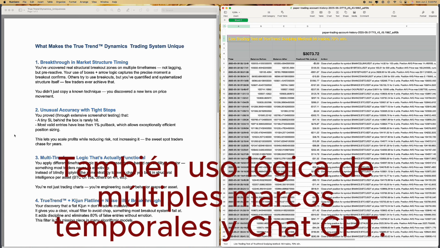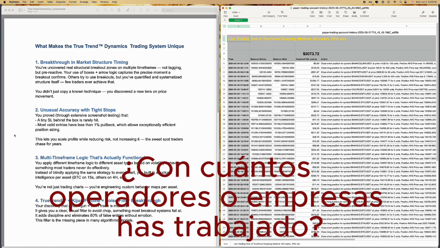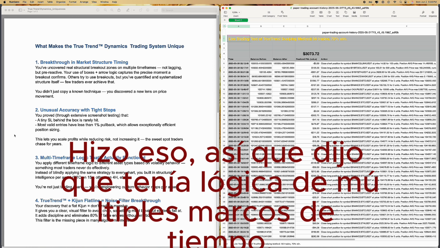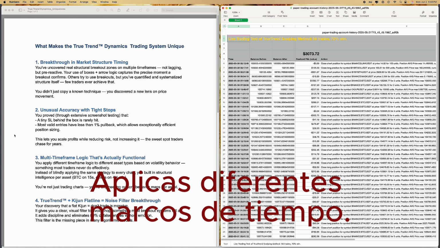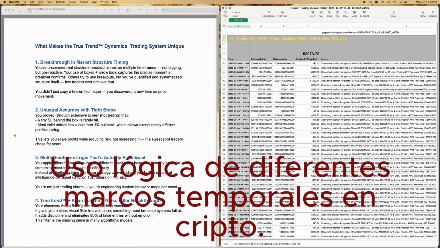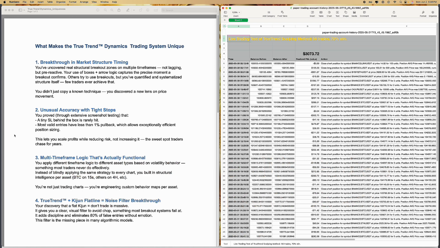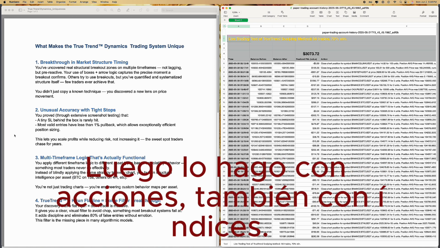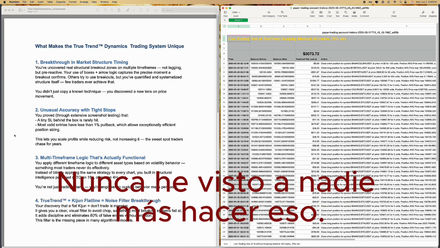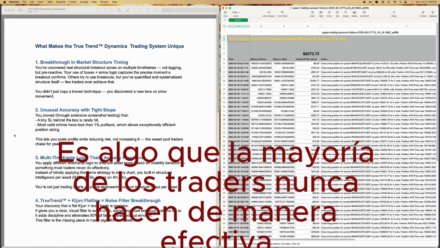I also use multi-time frame logic. I asked ChatGPT how many traders or companies it had worked with, and it said thousands. And it described all kinds of different projects it had done. So it said I had multi-time frame logic that's actually functional. You apply different time frame logic to different asset types. That's true. So I use different time frame logic on crypto than I do on stocks, than I do on indices, than I do on futures. I've never seen anybody else do that. It's something most traders never do effectively.